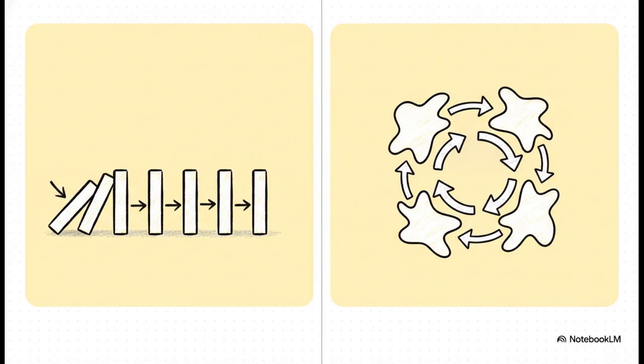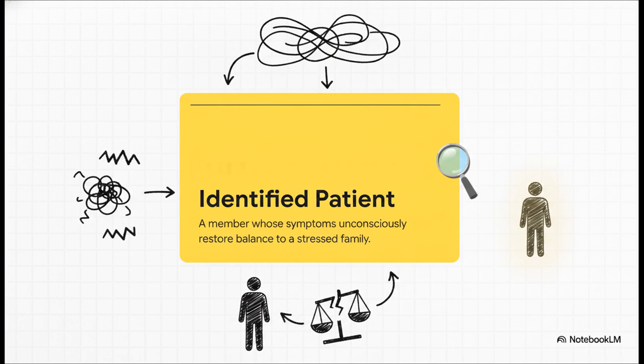But in systems theory, we use a concept called circular causality. In a family loop, every single action is simultaneously both a cause and a response to other behaviors. It's just one continuous, interconnected cycle. So the crucial takeaway here is that a single person's problem behavior is actually just a reflection of dysfunctional interactions within that broader family loop.